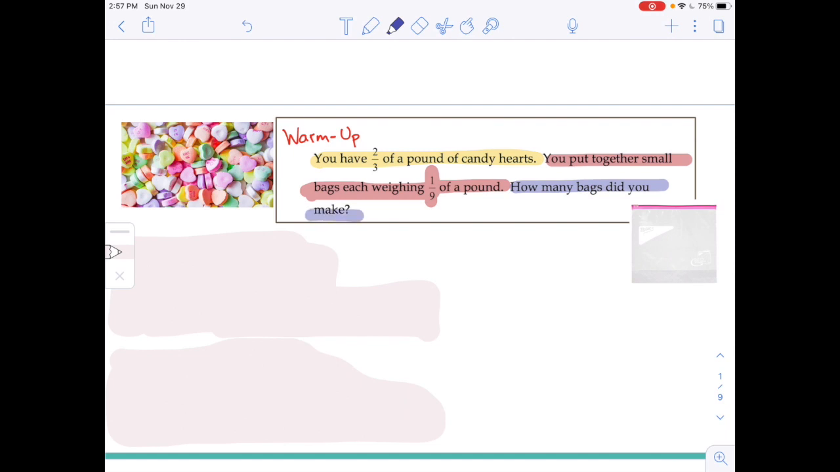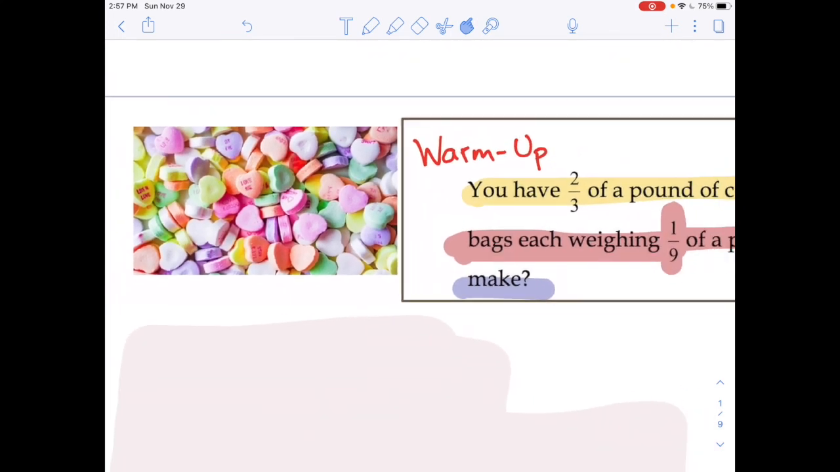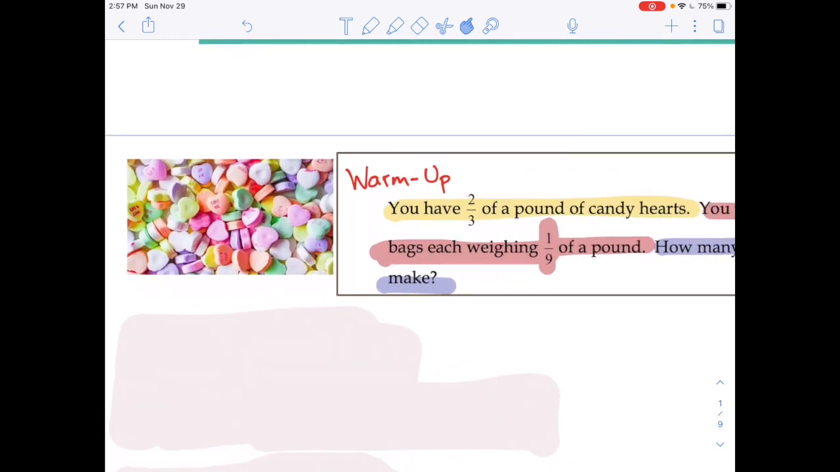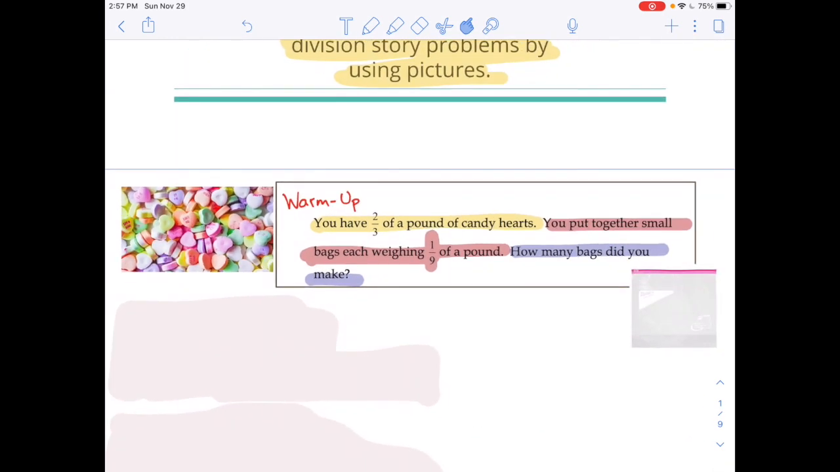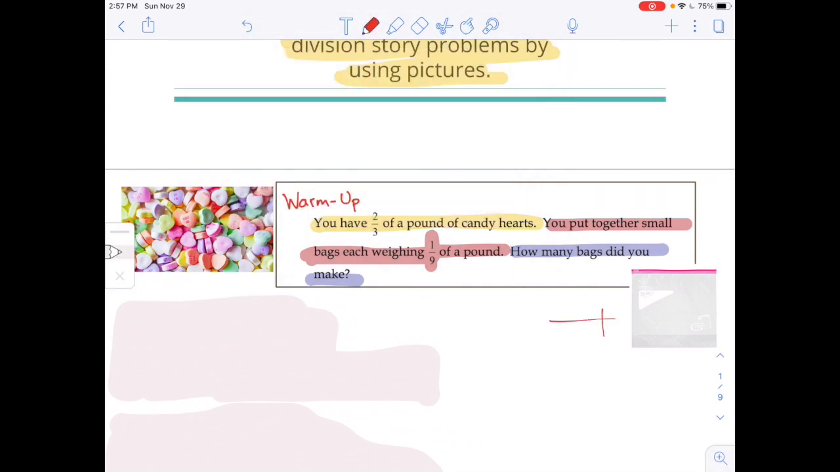So here on the left, I have a picture of candy hearts. You often see them around Valentine's Day. So I have just less than a pound of candy hearts, and I'm going to take this giant pile of candy hearts and put them into some bags like this one over here on the right. I'm going to put them into smaller bags so I can give them away to the people that I love. But I want to know how many bags that I can make.